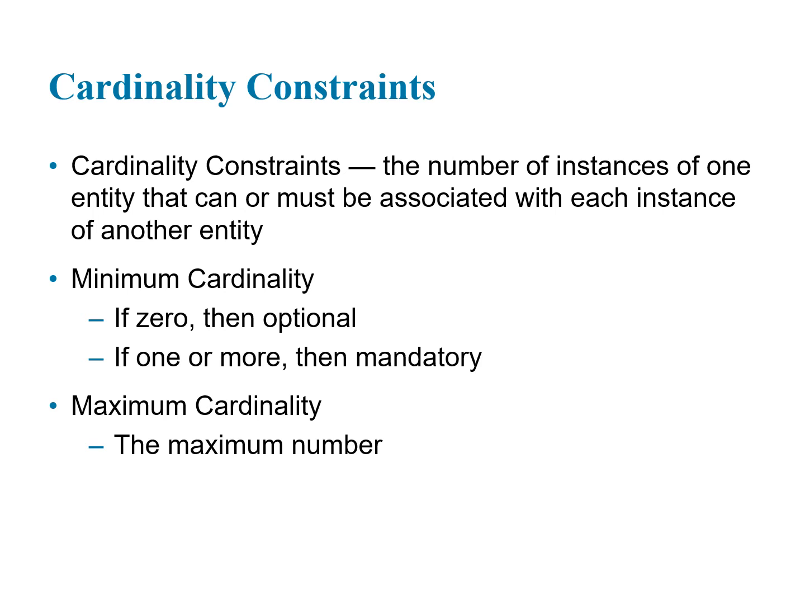Cardinality constraint. Sometimes it is required for an entity to have each related entity and sometimes not. Also, it is possible for there to be a limit to how many related entities a given entity could be related to. Cardinality constraint: the number of instances of one entity that can or must be associated with each instance of another entity. Minimum cardinality, if 0, then optional. If 1 or more, then mandatory. Maximum cardinality, the maximum number.